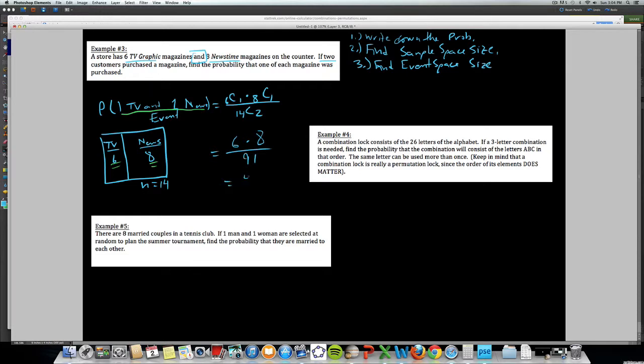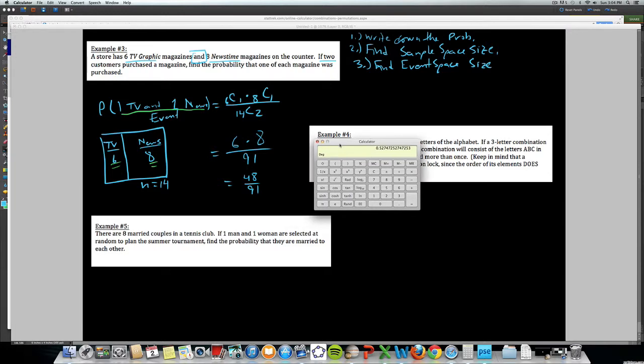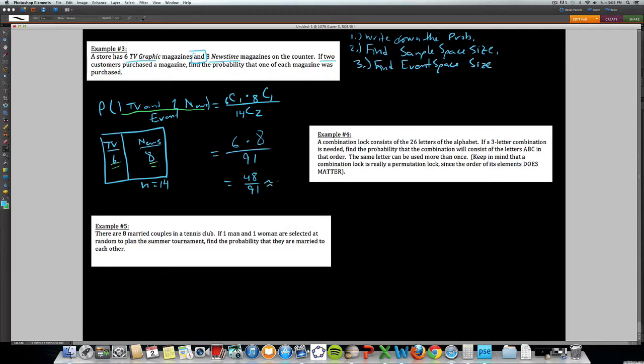So it looks like we get 48 out of 91 probability here, and we do always need to find this as a decimal, at least to interpret what our results mean. We say 0.5275-ish is a 52.75% chance. So about half of the time, you'd sell 1 of each, kind of theoretically speaking.